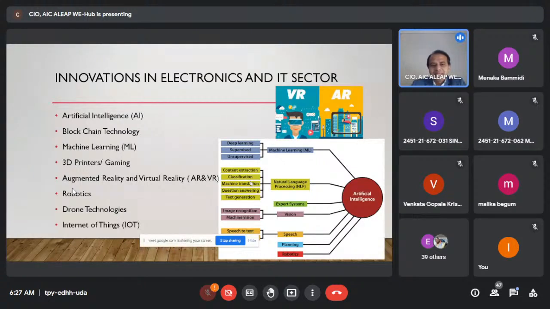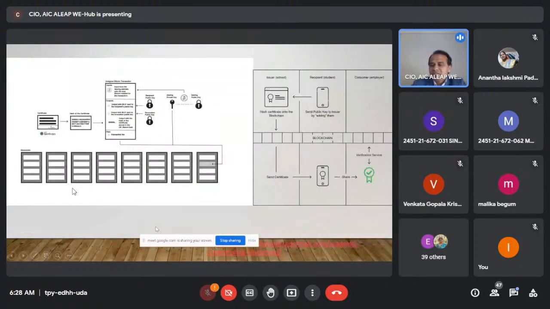Of course, in the IT sector, we have AI, blockchain, machine learning, 3D printers, augmented reality, virtual reality, robotics, drone technologies, and Internet of Things. This is the best example for blockchain technology. How does blockchain technology work? We create the blocks. Blocks come with a hash code. The hash code is embedded in a certificate.